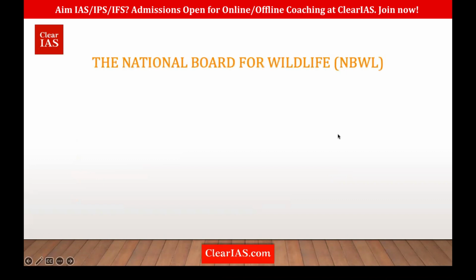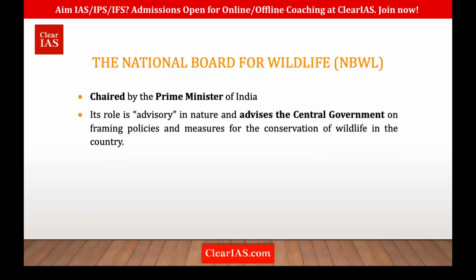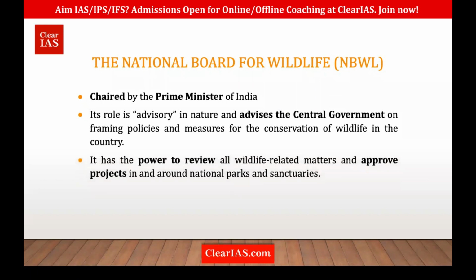So we have the National Board for Wildlife. What is their role? First and foremost point you must remember is who chairs it. It is the Prime Minister of India. The National Board for Wildlife is chaired by the Prime Minister of India, and its role is to advise the central government on policy measures to conserve wildlife. How to conserve it or what protection is to be given, all those advisories are given by the National Board for Wildlife.